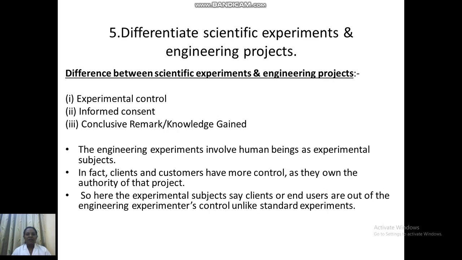Fifth question: differentiate scientific experiments and engineering projects. The differences between scientific experiments and engineering projects are experimental control, informed consent, and conclusive remark or knowledge gained. The engineering experiments involve human beings as experimental subjects. In fact, clients and customers have more control as they own the authority of that power. So here the experimental subjects, say clients or end users, are out of the engineering experimenter's control, unlike standard experiments.